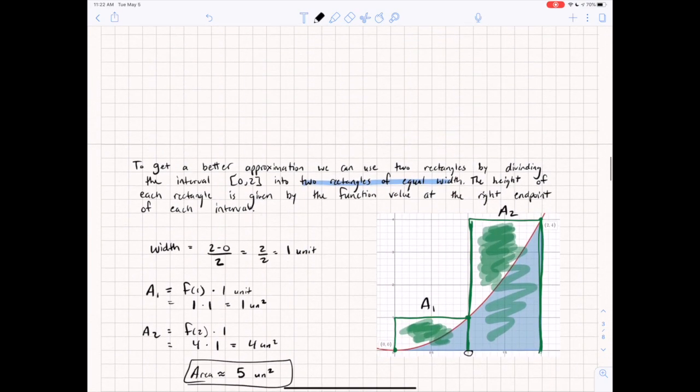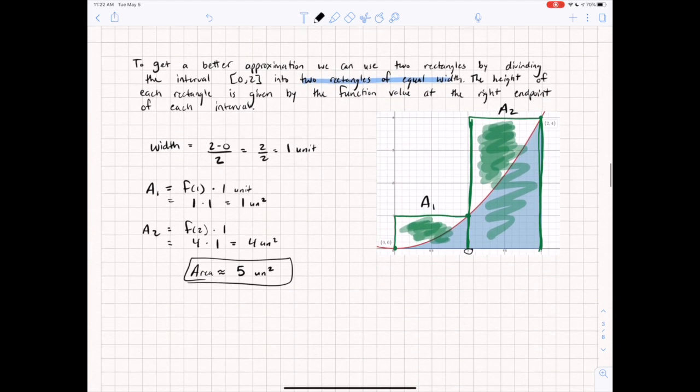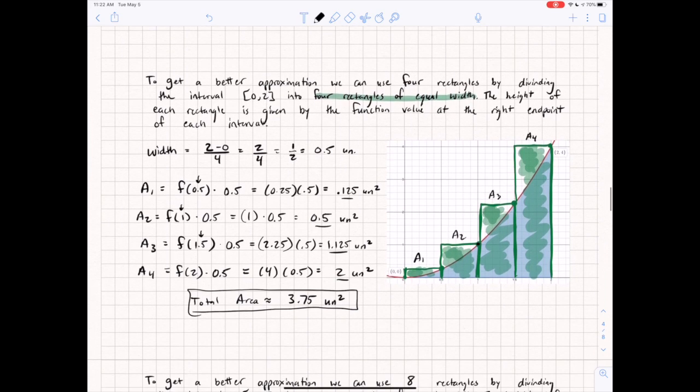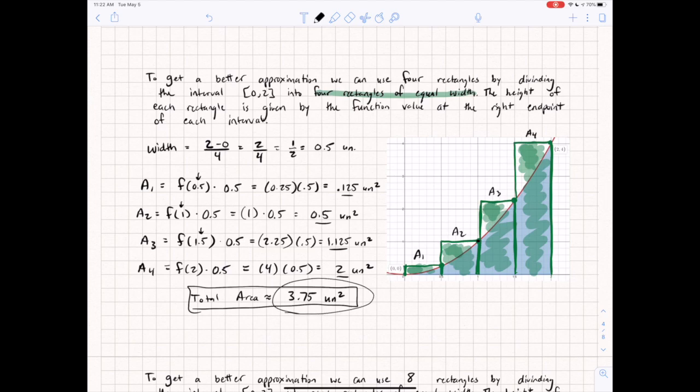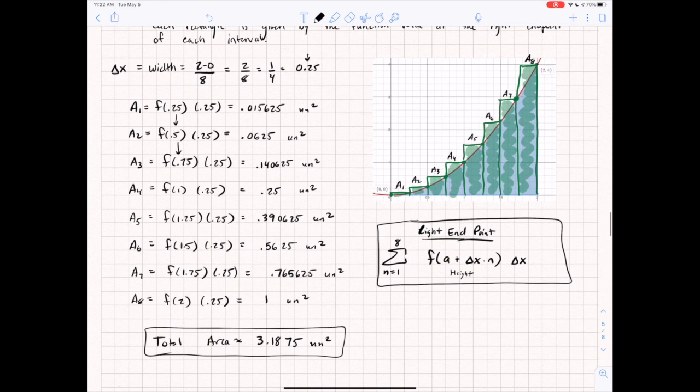So when we started with one rectangle, I got an area approximation of 8. When I doubled that to 2, we got an answer of 5, so you can see the decrease there. When I doubled that to 4, we got 3.75, so still less than 5, so we're still dropping. But when I doubled this and went to 8, notice that the answer was 3.1875. In other words, this whole number here essentially became fixed, right? The decrease is getting smaller and smaller as I'm increasing. So I'm getting closer to my answer is essentially what that means.